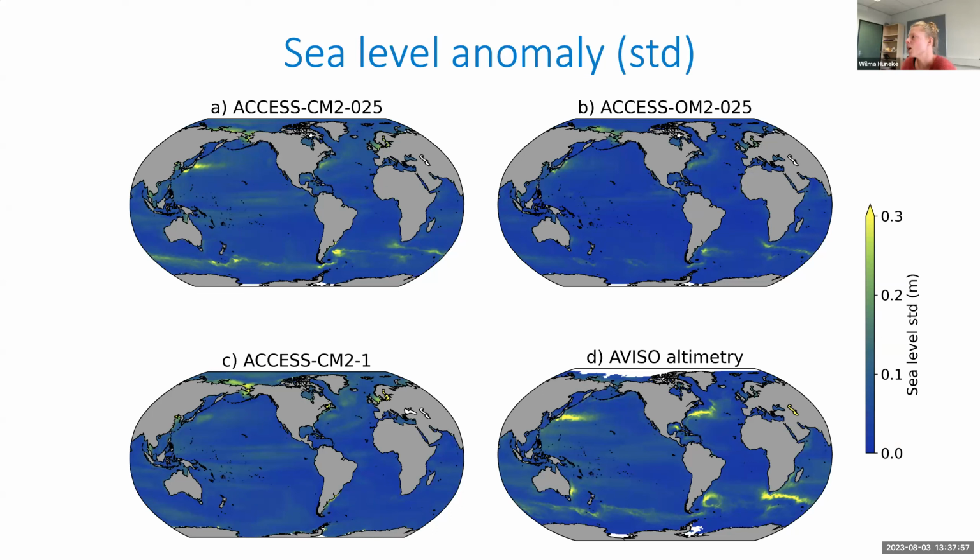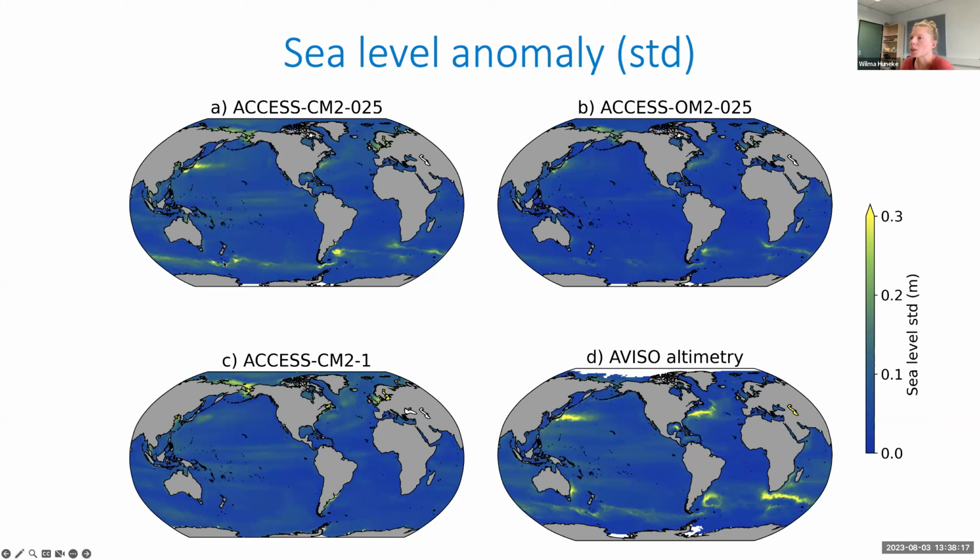And if you, for example, first look at the 1 degree coupled model, you see the Southern Ocean is mostly just blue. So yeah, it underestimates that variability a lot, and also the western boundary currents.